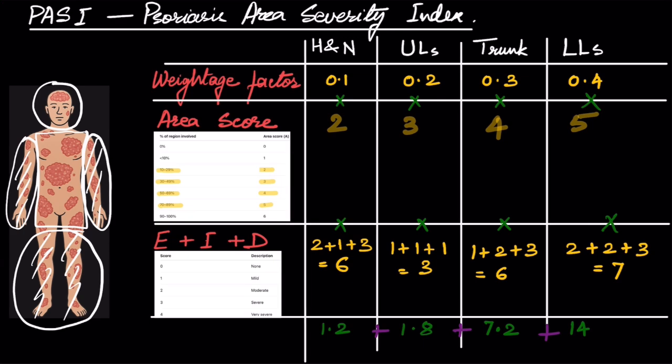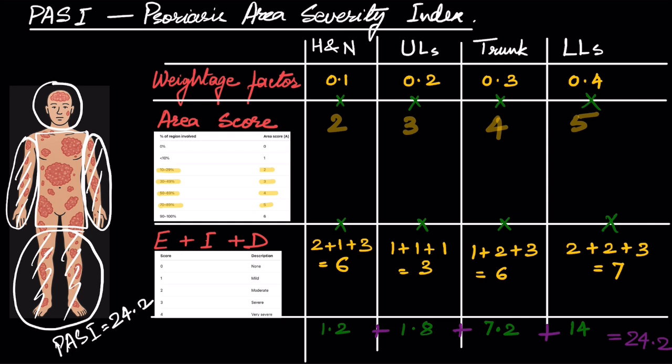Now what we do, we add all the PASIs of the 4 regions. So 1.2 plus 1.8 plus 7.2 plus 14 comes out to be 24.2. So the PASI for this representative patient is 24.2.